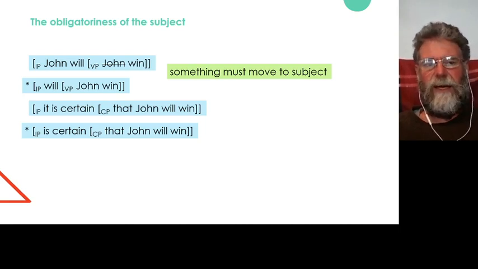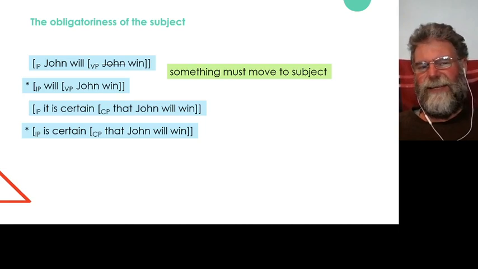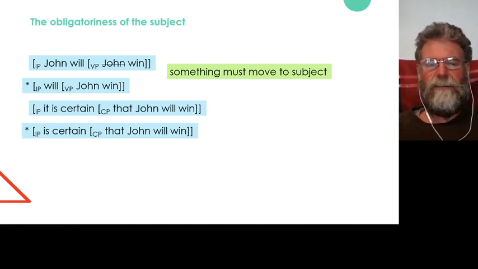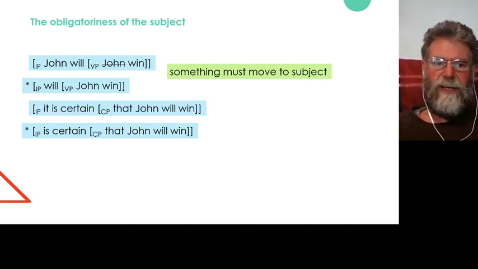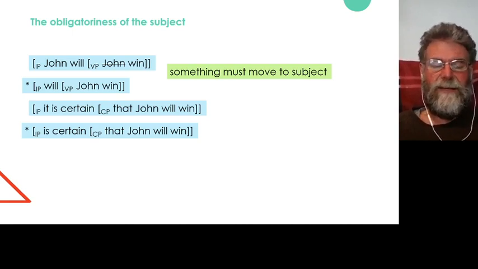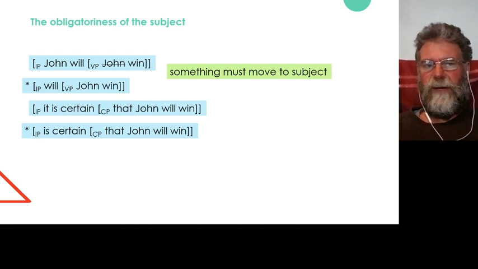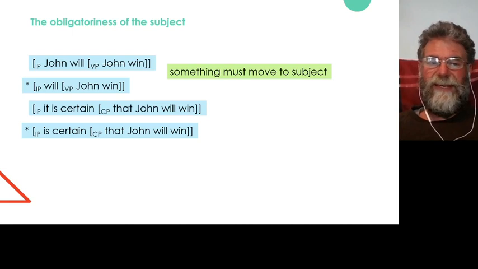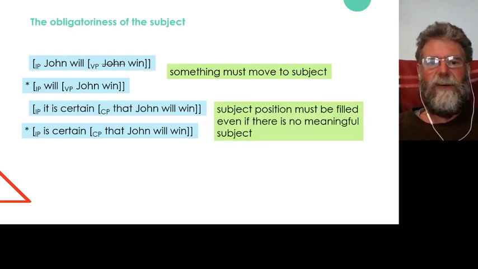Now this it, as we've seen before, is basically a meaningless DP. It's what we call a pleonastic subject, a subject which is sitting in that subject position simply because of grammatical requirements. Again, nothing to do with semantics. It doesn't mean anything, so it can't be a semantic requirement that there be a subject there. But if we miss that subject out, we get an ungrammatical sentence. So again, from these observations, it looks as though the subject position has to be filled.